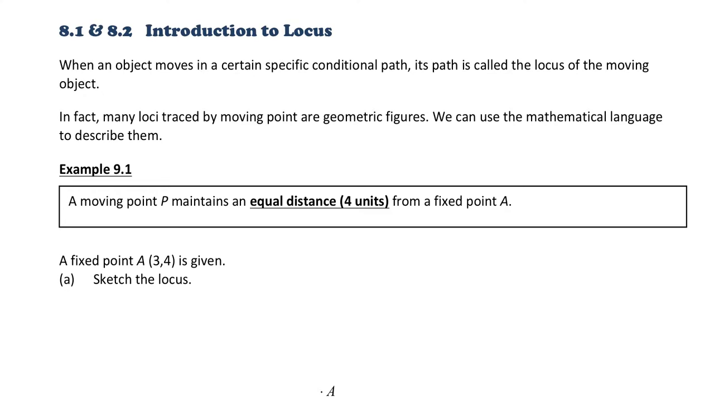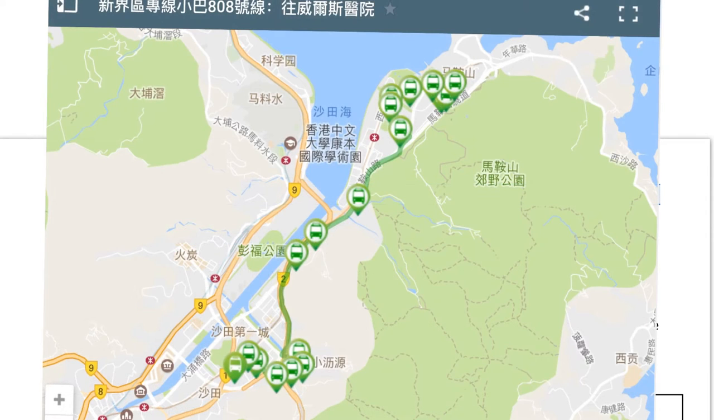It obeys some specific conditions. That path or the feasible position of that pawn is called locus. Let's see some daily life examples. You can see this is a path of minibus A08. We can cross this path, okay? It's one of our daily life examples of locus.